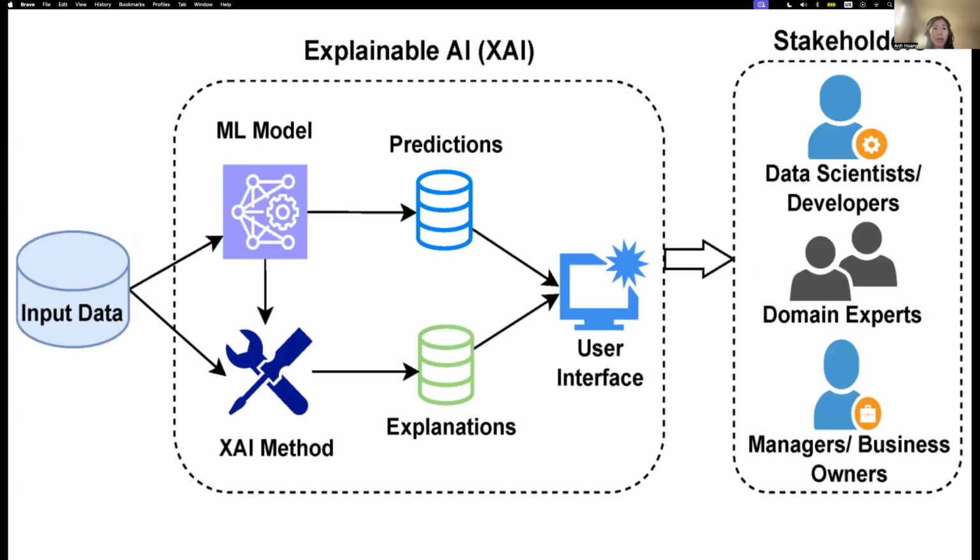This diagram shows how XAI fits into the AI process. Data goes into the model, which makes a prediction. An explanation tool runs alongside it to show why the model makes that prediction. The results are shared with the user, who can review both the outcome and the reasoning. Let's now talk about why this really matters in the real world.